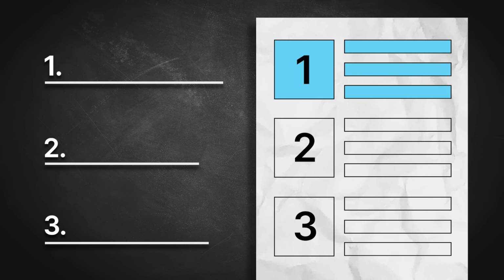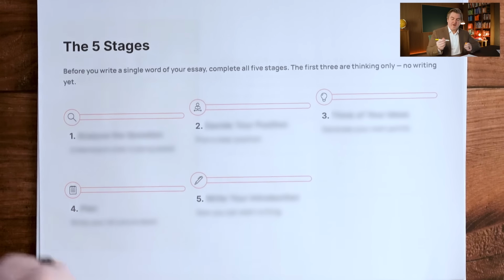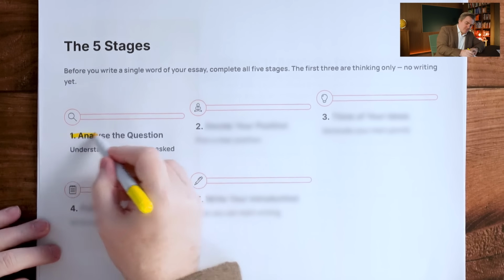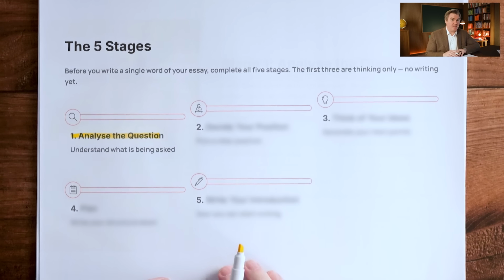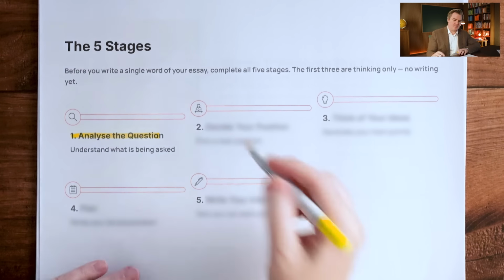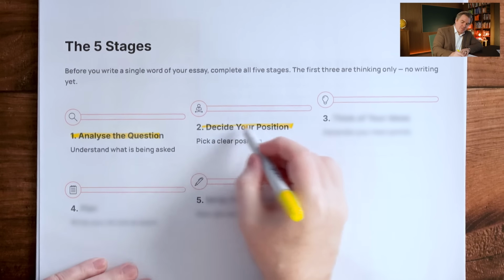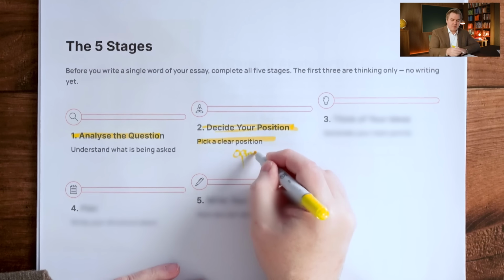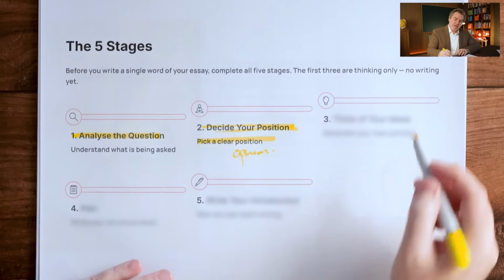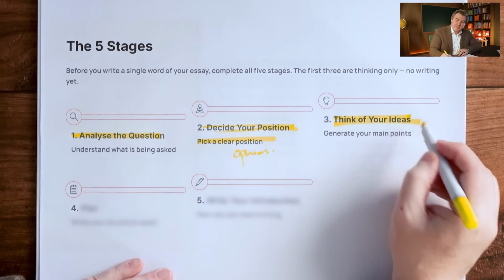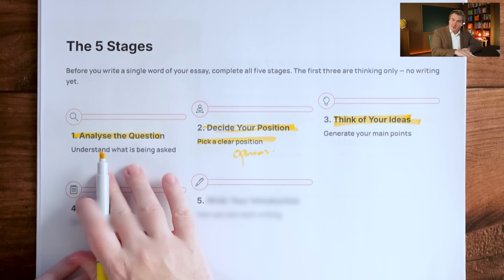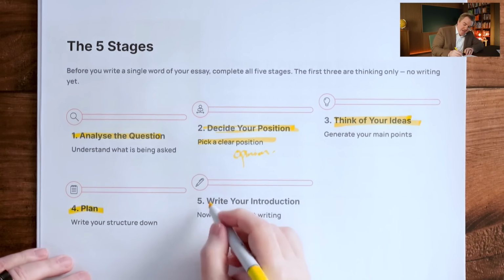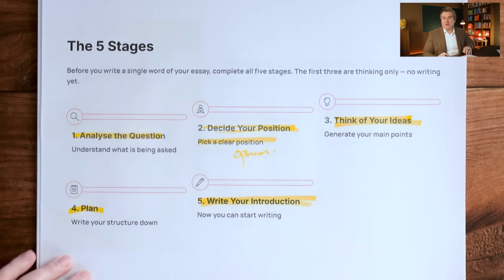So the first part of our essay is going to be our introduction. There are 5 stages to writing an introduction. Stage number 1, analyze the question. If you don't understand the question, you won't be able to write a good introduction. Then decide your position, all right? Pick a clear position if it asks you about that. Sometimes position might be called opinion. Then you have to generate ideas, but only after you've analyzed the question and you've thought about your position. Then you plan everything out, and then, and only then, do you write your introduction.